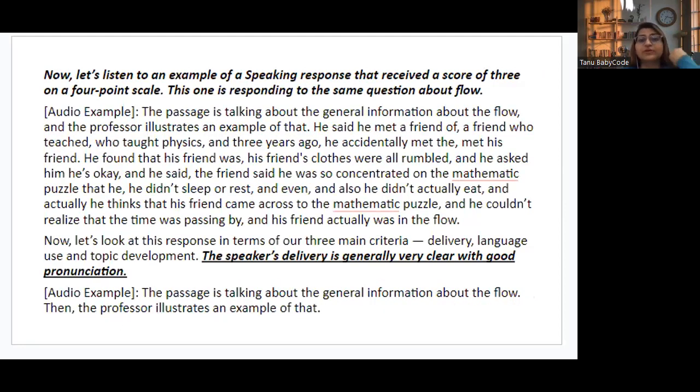Now let's listen to an example. This is an audio example. And this example got a score of 3 on a 4-point scale.